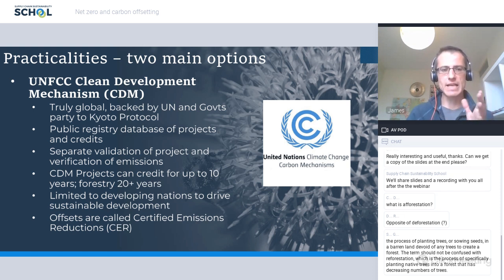Their governance is very clear about who validates a project and who calculates and verifies those emissions. It's limited to developing nations because it's not just about carbon, it's about sustainable development as well. The social benefits, the employment benefits, the better health outcomes that I mentioned earlier. And then the last piece there is that the offsets are called certified emission reductions. Bit of jargon, CERs there.